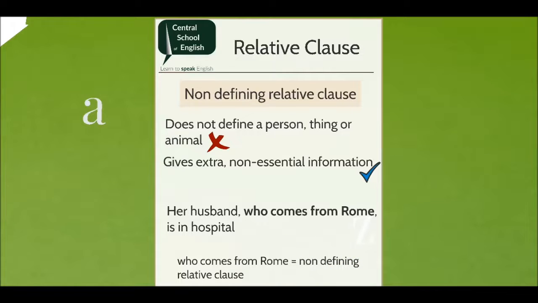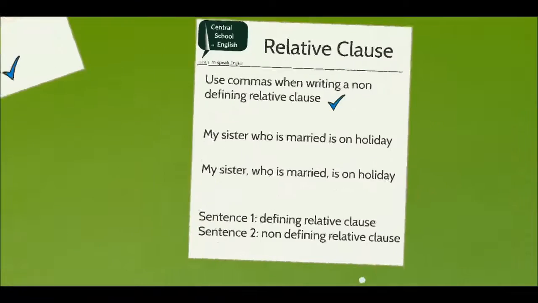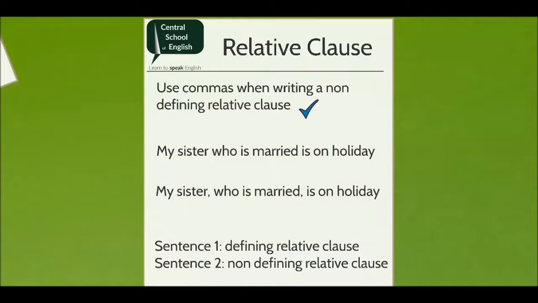When we make a sentence with a non-defining relative clause, we use commas to separate the relative clause from the rest of the sentence. This helps us to determine that the information is not essential in the sentence. For example, if we compare a defining relative clause to a non-defining relative clause: my sister who is married is on holiday. And my sister, who is married, is on holiday.